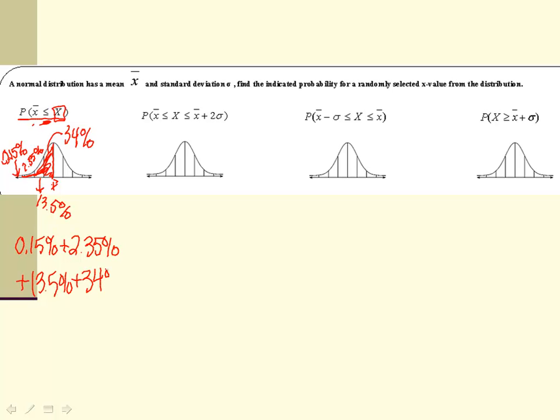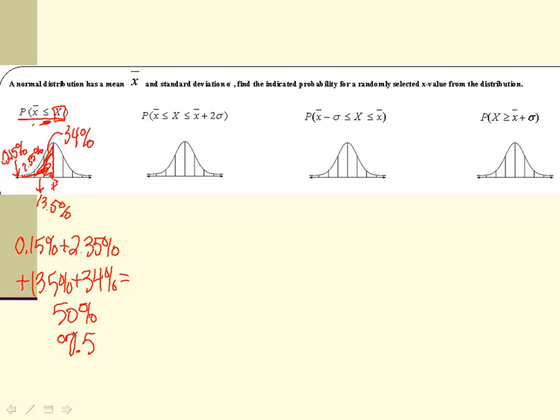So this time I'm just adding them as percentages, and if you add those up, it equals 50%, which is what it should be, because half of your values should lie below the mean. So it's 50%, or you could write it as a decimal, 0.5. So either one of those would be acceptable answers, but that's what you would expect, because half your values should fall below the mean in a standard normal distribution.